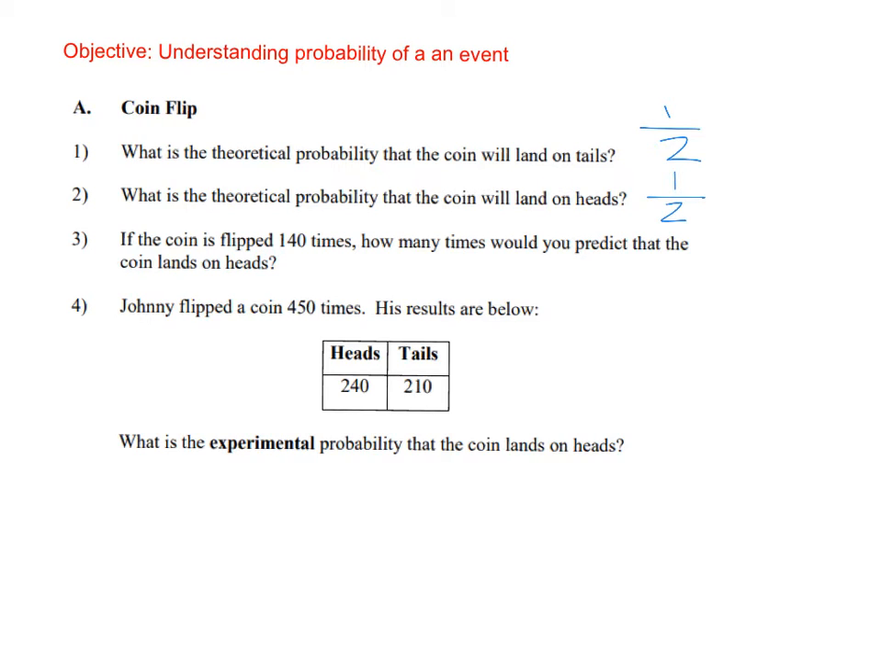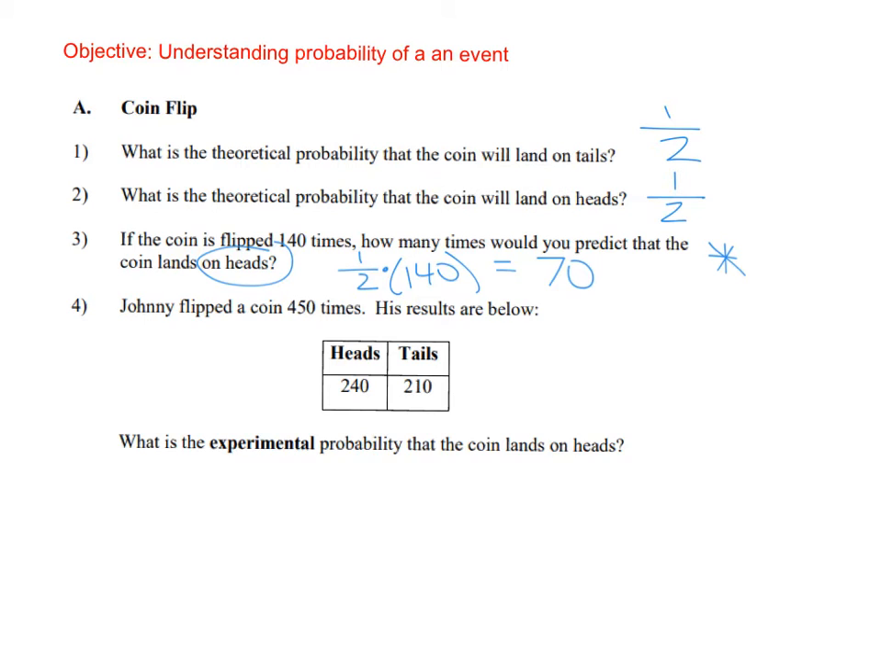All right, so now we're getting a little harder. If the coin is flipped 140 times, how many times would you predict the coin lands on heads? Well, if heads is 1/2 times 140 flips, we should get 70. So that's a really common question where they want you to kind of predict.